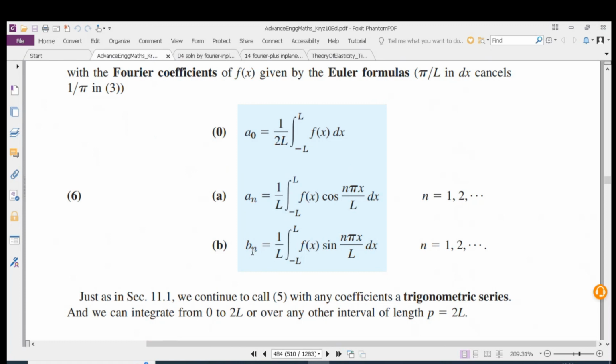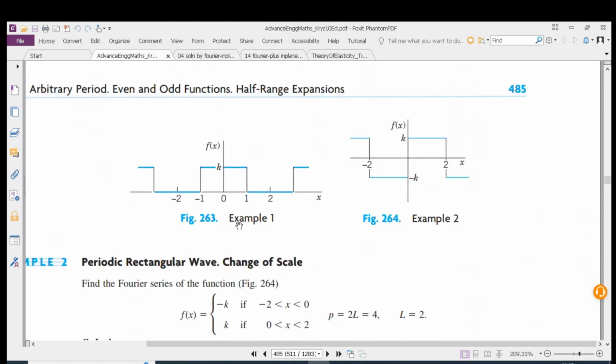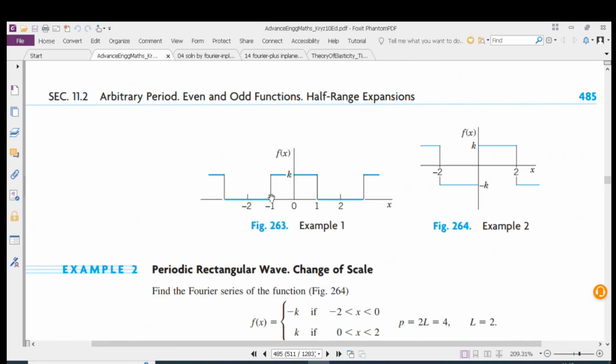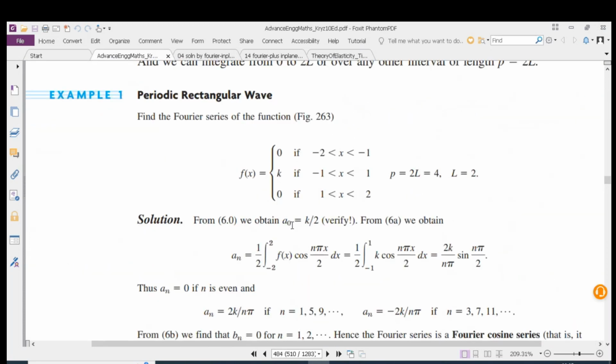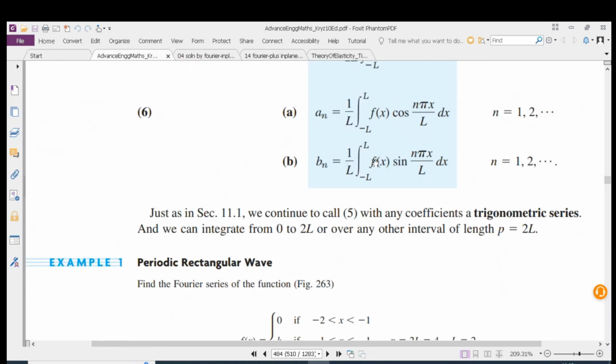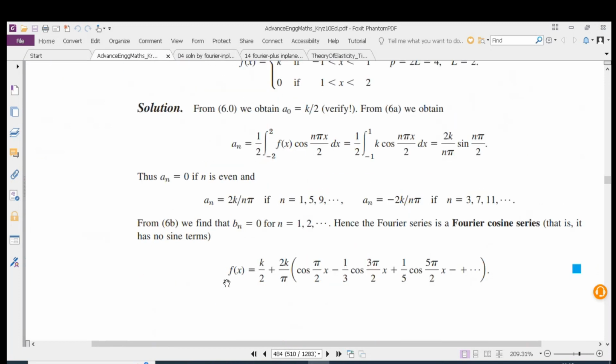Instead of finding bn, we can see right from the get-go that this is an even function. And in the case of an even function, bn is equal to 0. So plugging the values into bn, we can verify that bn comes out to be 0. Or we can use the half-range cosine series and approximate our function using the cosine function.